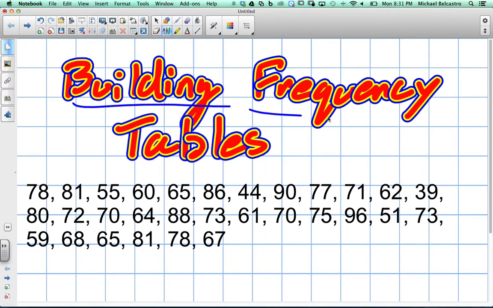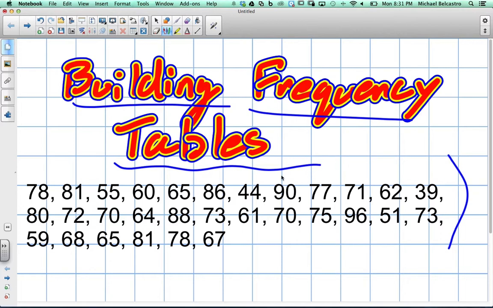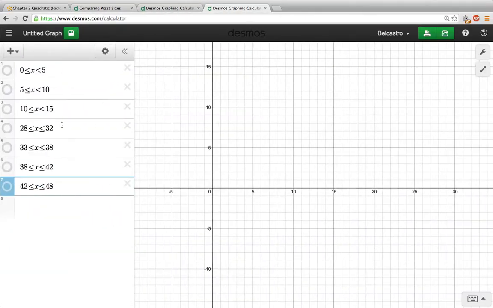We're going to look at building frequency tables. And we have a whole bunch of data here, which we're going to use to build a frequency table. But first, we want to talk about the idea of building a frequency table. Okay, so we actually have a graph here.